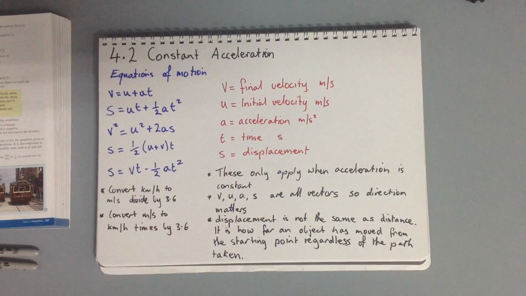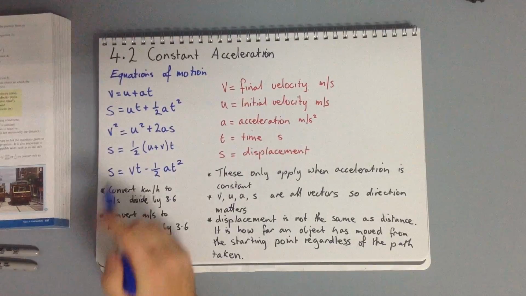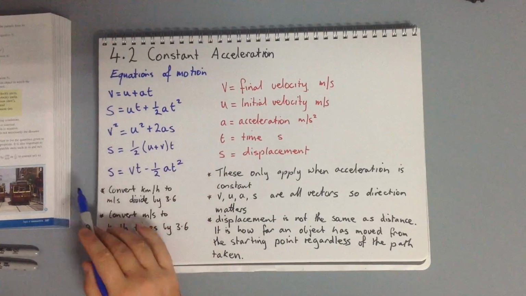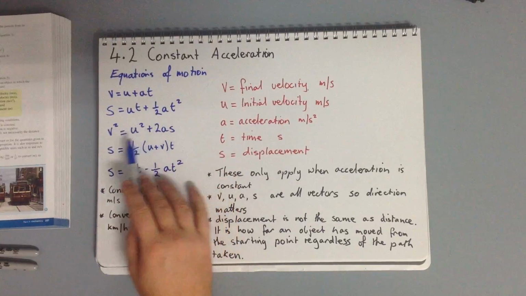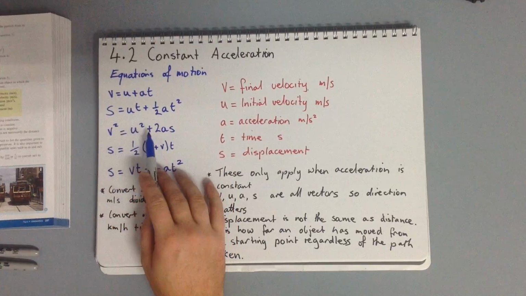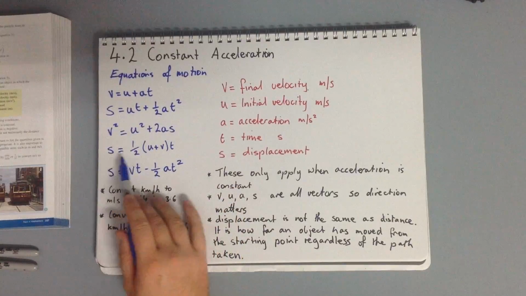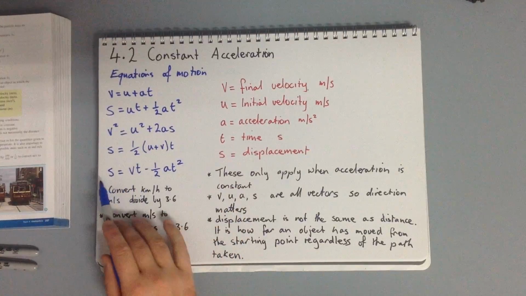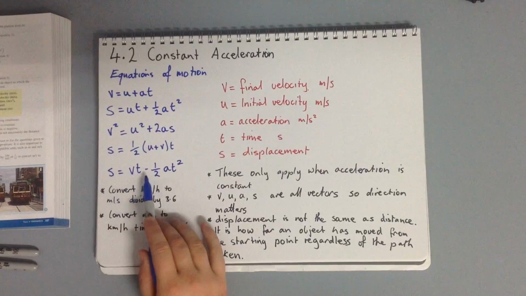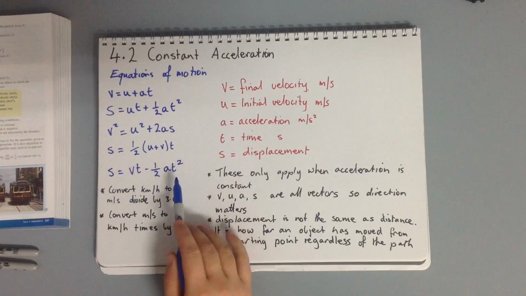Okay, so our equations of motion are v equals u plus at, s equals ut plus a half at squared, v squared equals u squared plus 2as, s equals a half times (u plus v) times t, and s equals vt minus a half at squared.